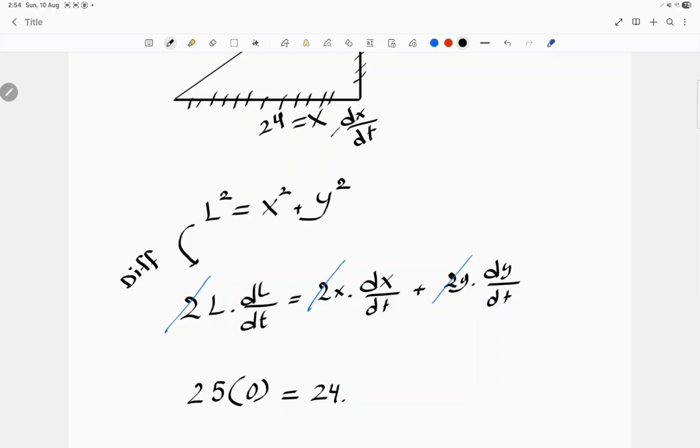Can someone here smart tell us how much was dx over dt? You will get a candy if you get it right. What was the question? What was dx over dt? It's not 24. X is 24. Okay, so 50. How much is dx over dt? Do you want the Hershey's? Answer the question correctly. It's in the question. Look at the question.